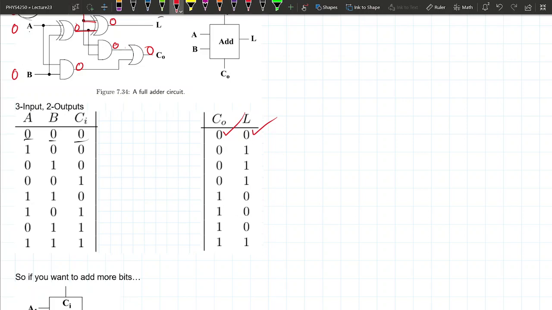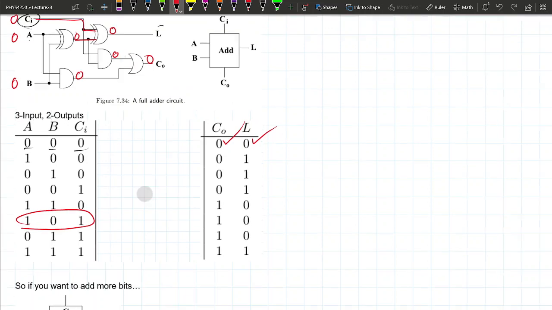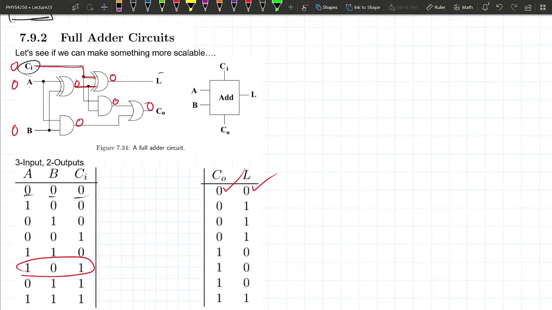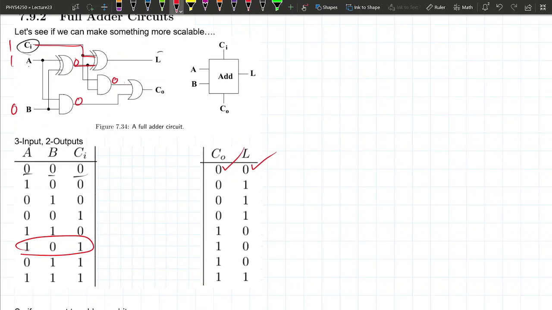Let's just pick a random row. Let's do one with carry out. Let's do this one, where A is 1, B is 0, C is 1. So we're going to make this 1. The answer we expect, which is out here, is 1, 0. Okay, 1, 0. All right, let's see what happens. Let's erase all the stuff in between.